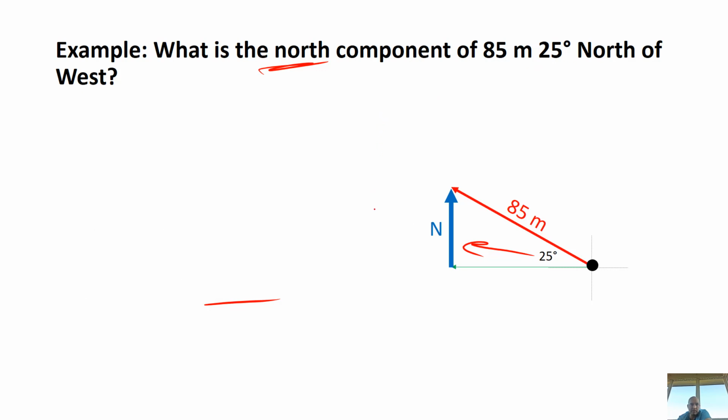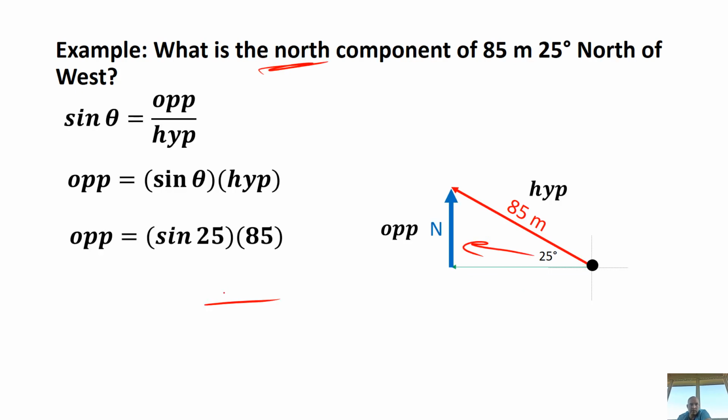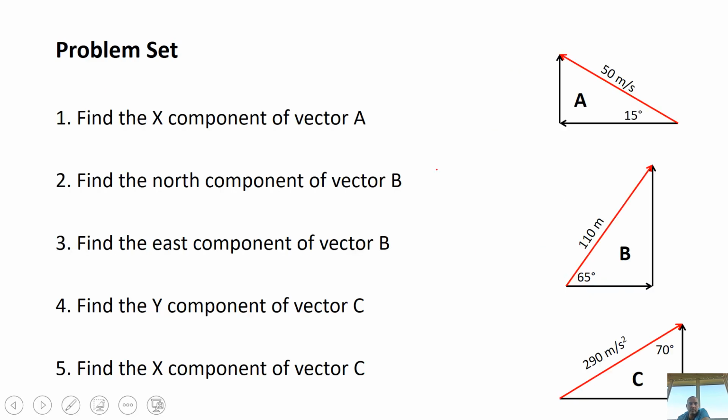If I went back to my last answer, if I went 77 meters west first, and then finished off by going 36 meters north, I would end in the exact same spot as if I went 85 meters, 25 degrees north of west.